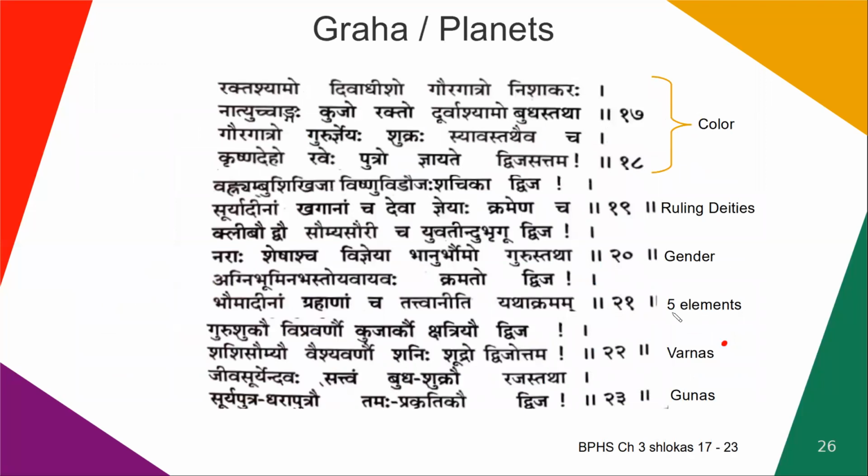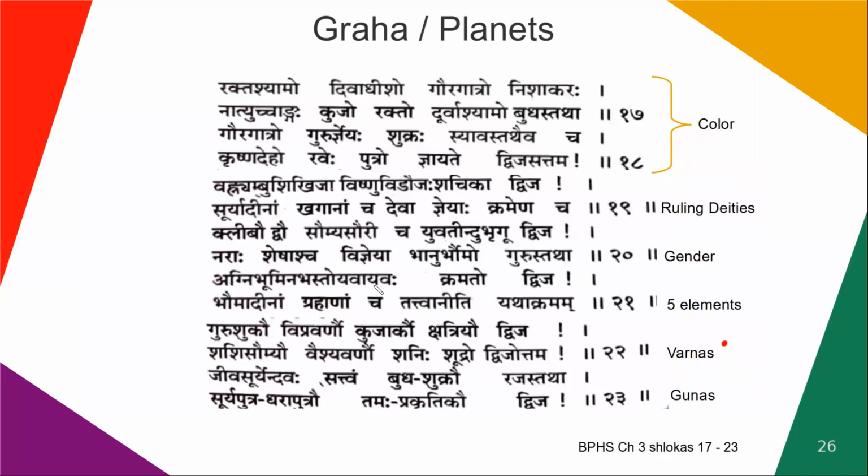In the next shloka, shloka number 21, Maharshi Parashara gives information about the Pancha Mahabhuta, that is the 5 major elements present in this cosmos. The 5 major elements are fire, earth, ether, water, and air.